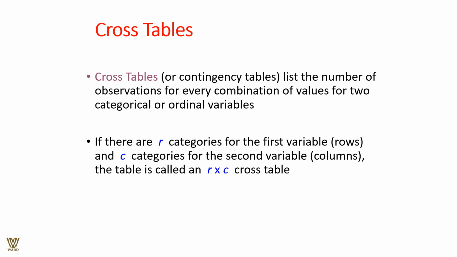Cross tables, on the other hand, are contingency tables. They list the number of observations for every combination of values for two categorical or ordinal variables. If there are R categories for the first variable, let's say rows, and C categories for the second variable, let's say columns, the table is known as R by C, or R cross C, and that is a cross table that we are talking about.